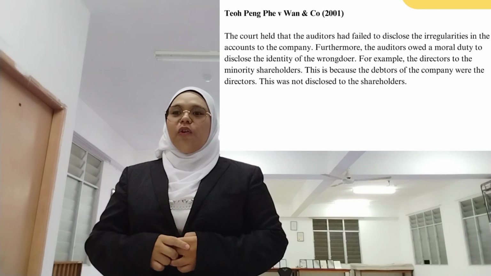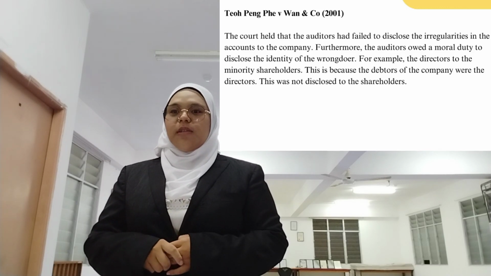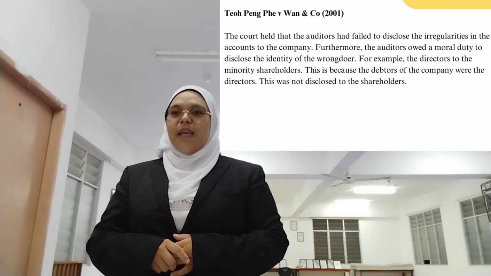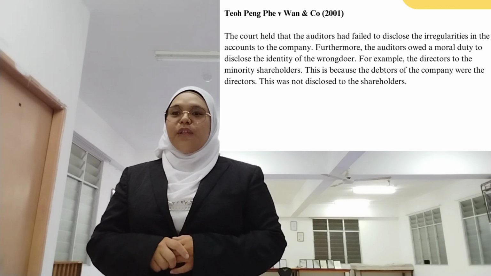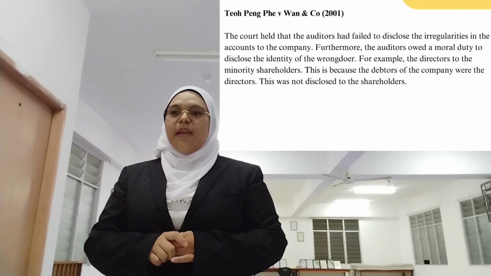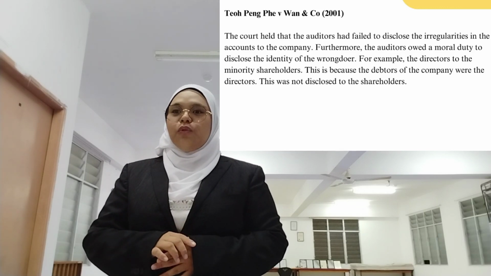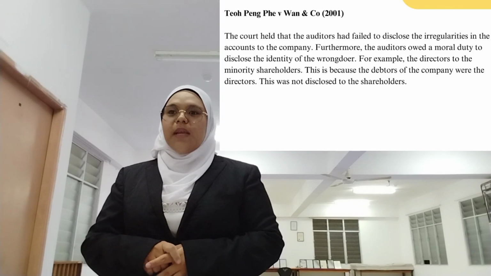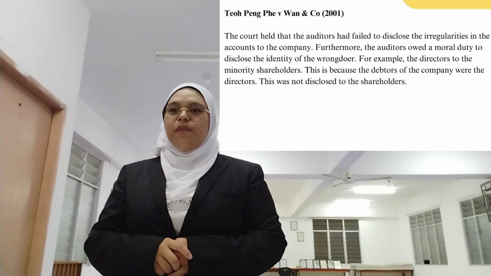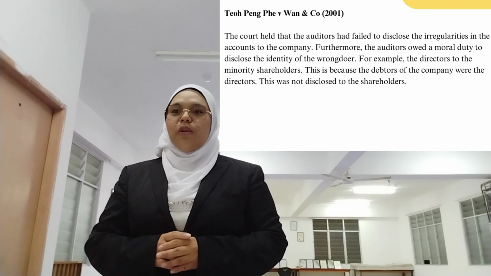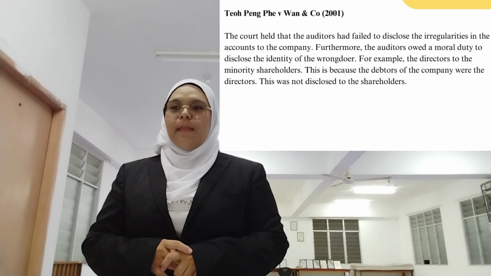company. The court held that the auditors had failed to disclose the irregularities in the accounts to the company. Furthermore, the auditors owed a moral duty to disclose the identity of the wrongdoer, for example, the directors, to the minority shareholders. This is because the debtors of the company were the directors. This was not disclosed to the shareholders.